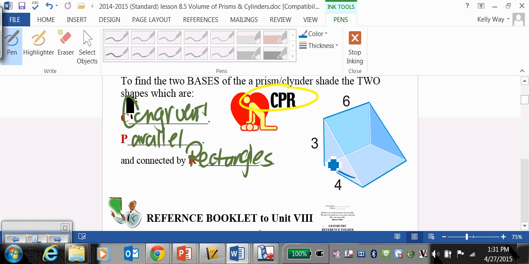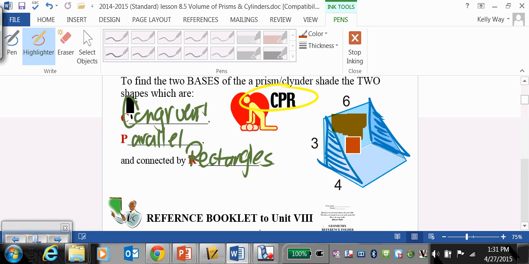Okay, ready? Look up here, guys. You should have done this. Now, really important, base, top, and bottom. These guys are congruent, they are parallel, and they're connected by nothing but rectangles. Ready? Now, that's a base.